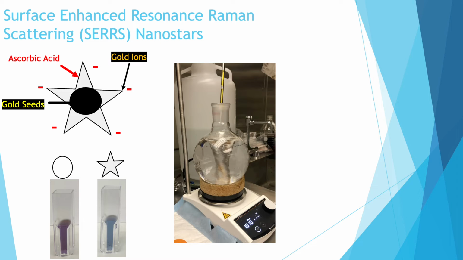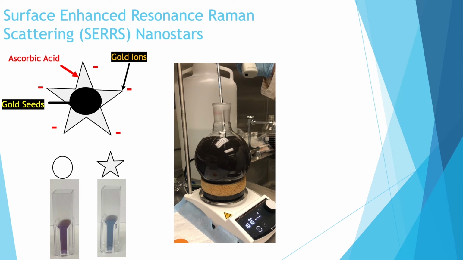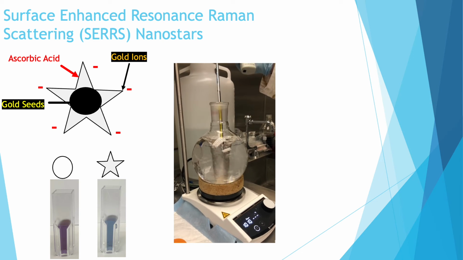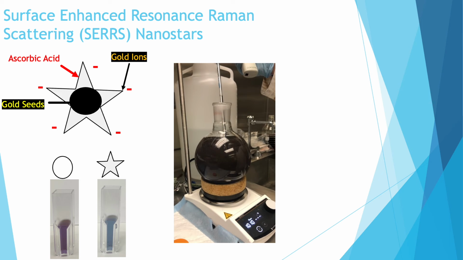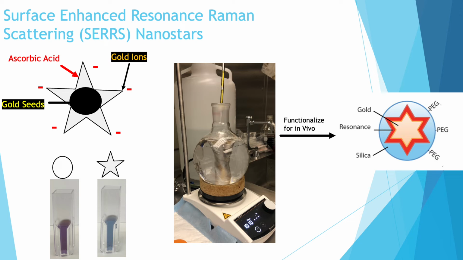So with that in mind, in this video I am adding the gold ions, and as you can see, the solution immediately turns blue, meaning that the stars are immediately forming when I'm adding these gold ions. Once you create the star, you are then able to put a marker on the surface and functionalize the nanoparticles to locate something on the cell surface, like a tumor.